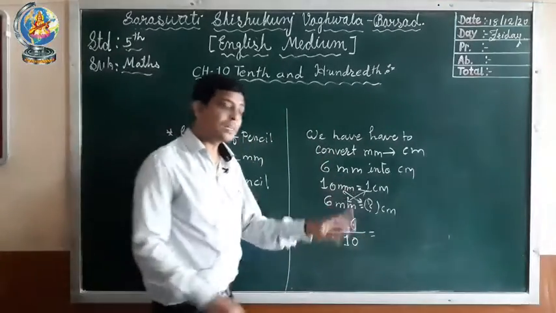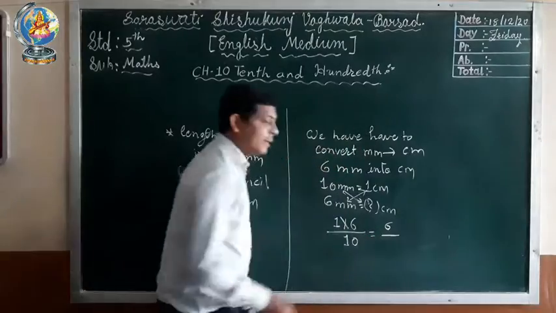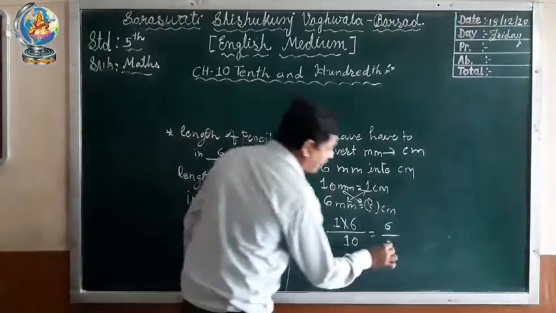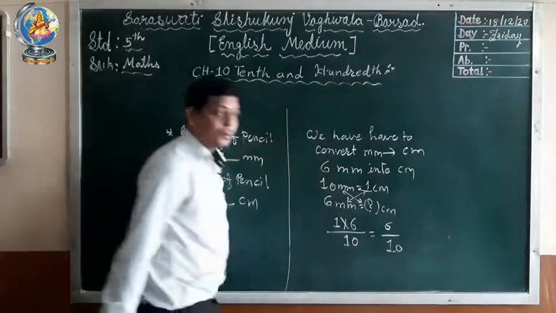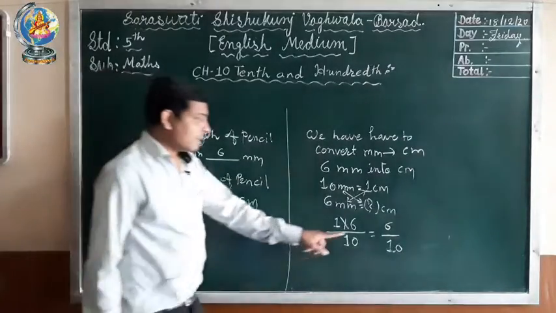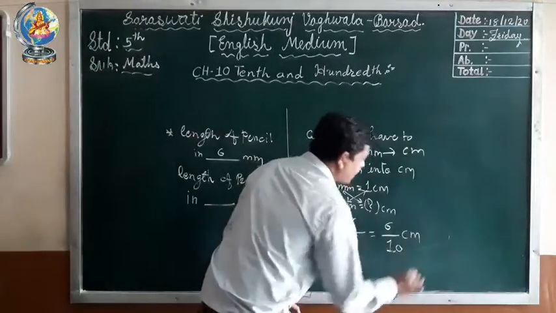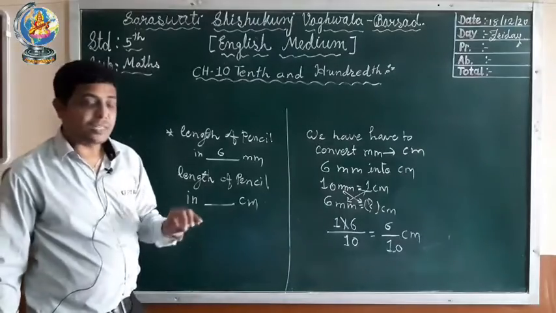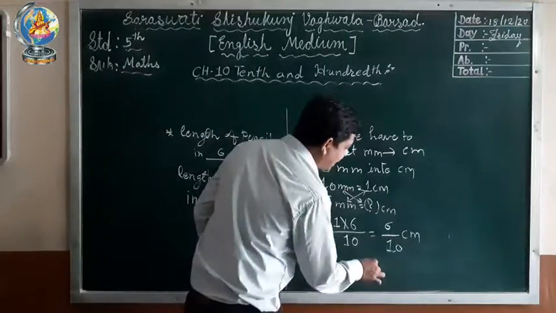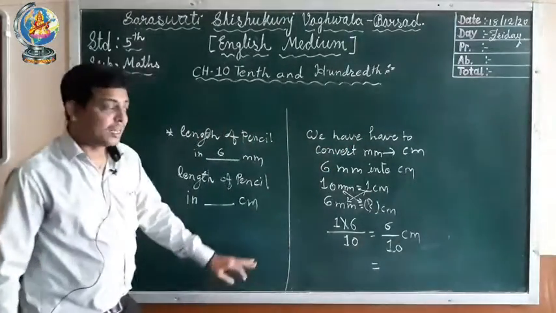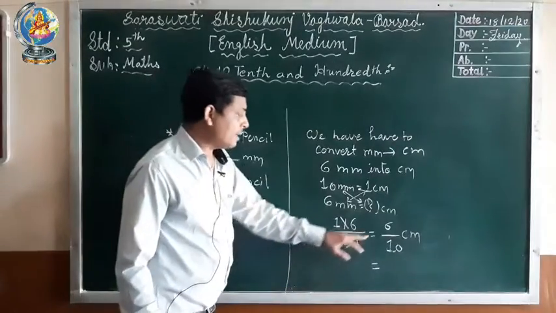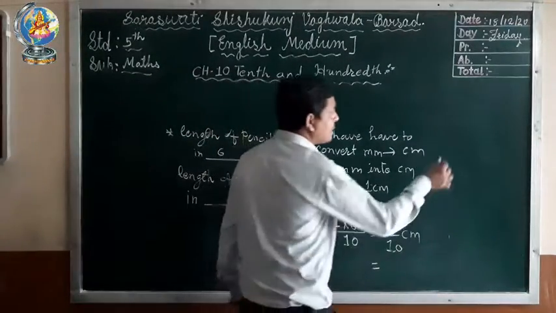1 times 6 is 6, and 10 is upon, so we will write 10 as it is. Okay. So this is also our right answer, 6 upon 10 millimeter. And if you want to find the answer in decimal, then we have to divide 6 by 10. How? You can see here.